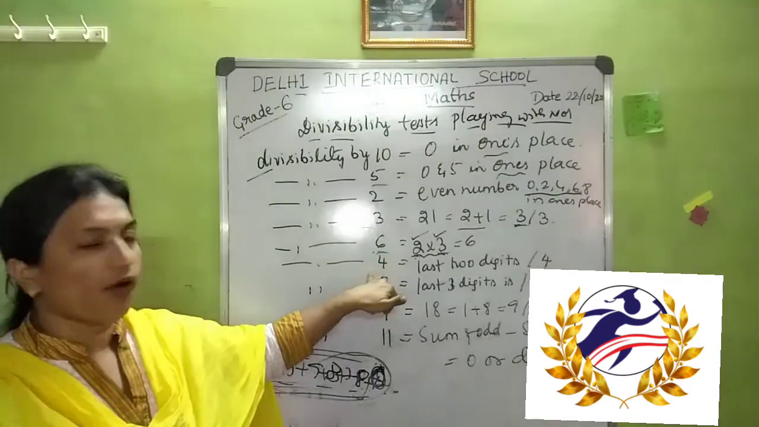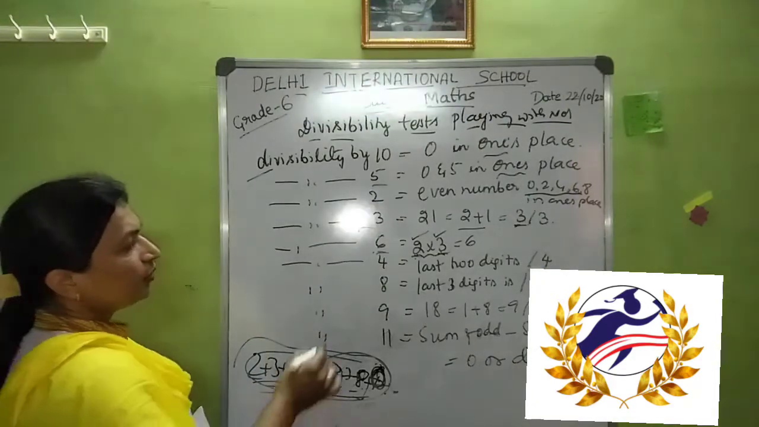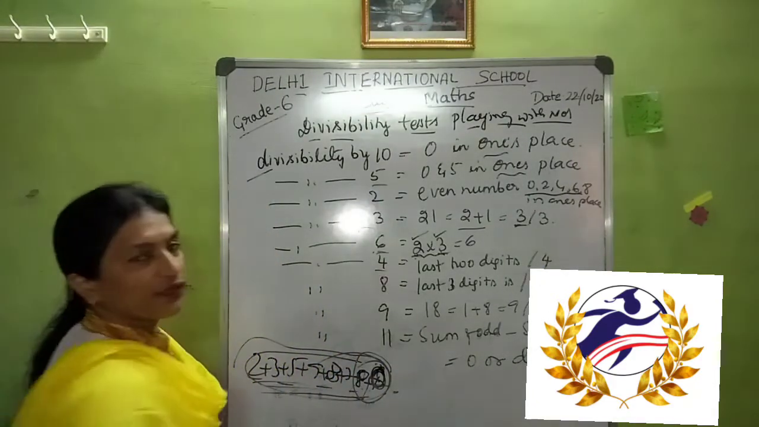And then divisibility by 4. For this we have to check the last 2 digits.